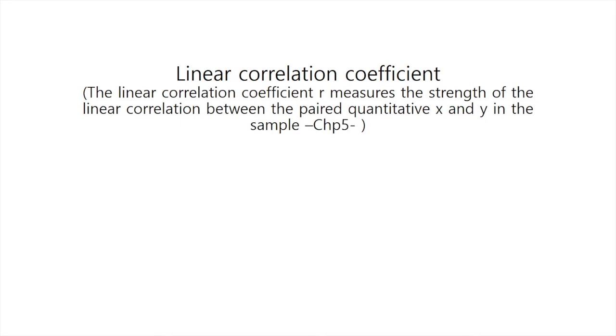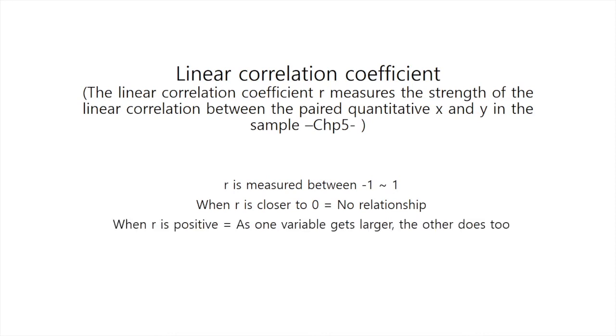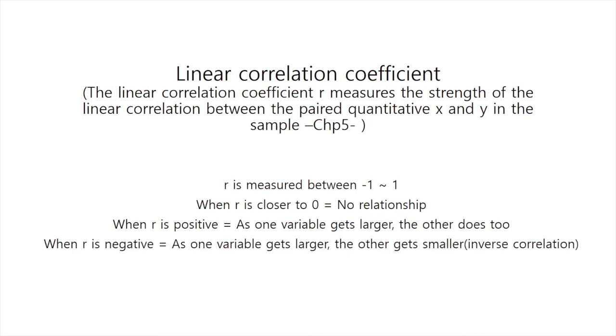A few characteristics of r: r is always between -1 and +1. When r is closer to 0 or equals 0, it says that there is no relationship between the two variables. When r is positive, as one variable gets larger, the other does too. They move in the same direction. When r is negative, as one variable gets larger, the other gets smaller. They move in different directions. This is also called the inverse correlation.